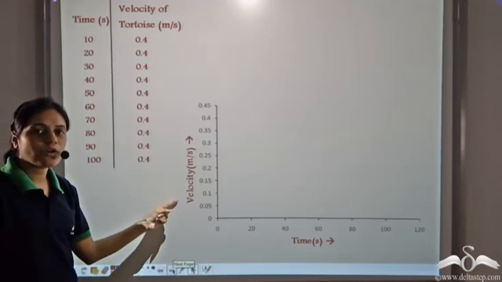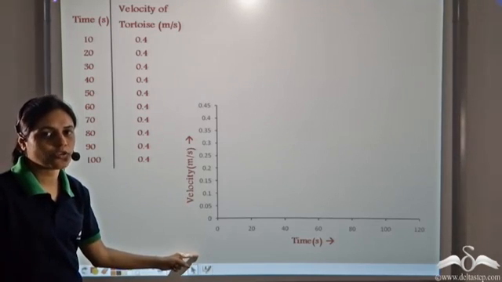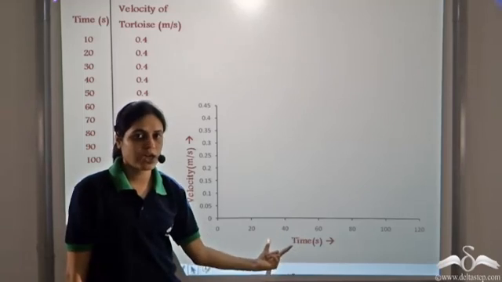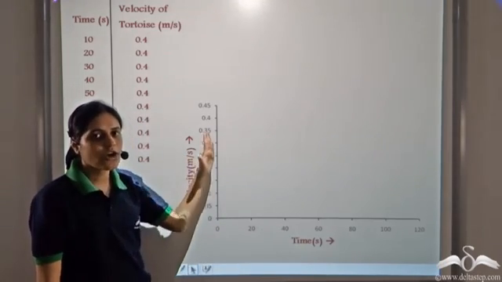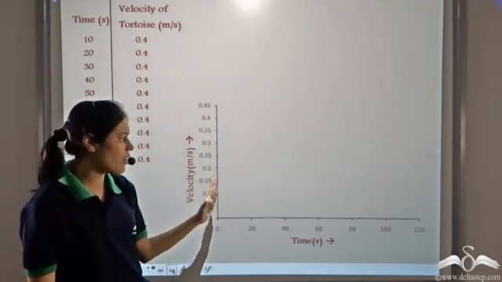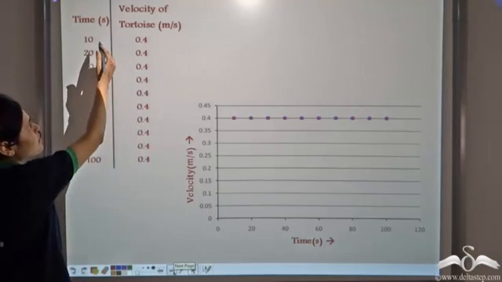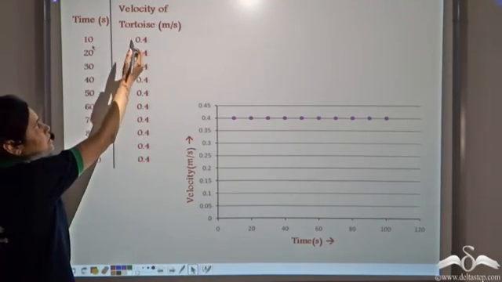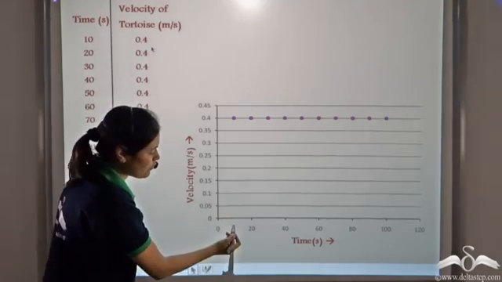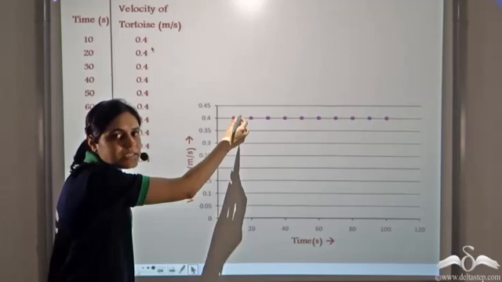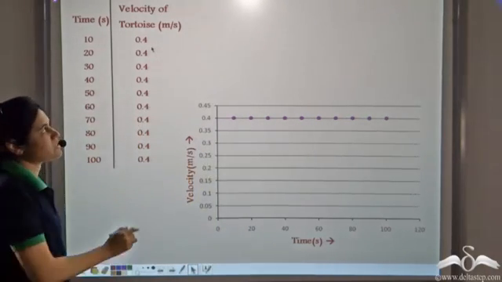Now we plot the velocity time graph for tortoise. We plot time on the horizontal axis or x-axis and velocity on the vertical axis or y-axis. We mark the points, that is, for time equal to 10 seconds, velocity was 0.4. So we mark a point corresponding to 10 seconds and 0.4 meters per second.